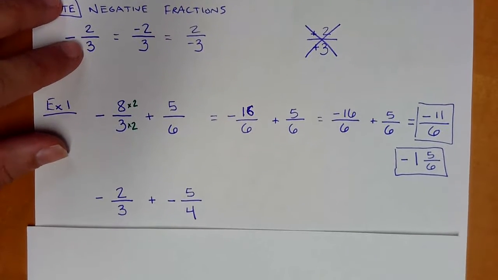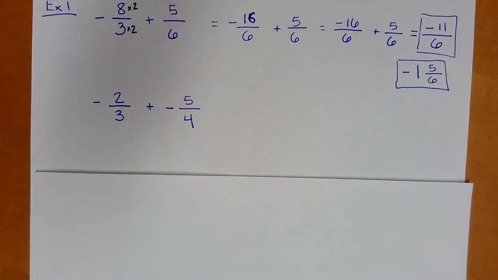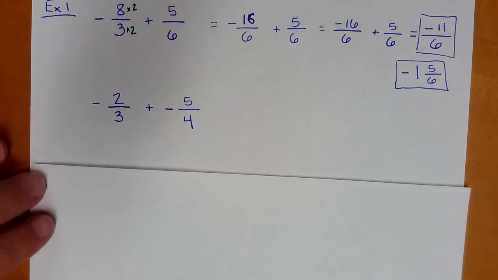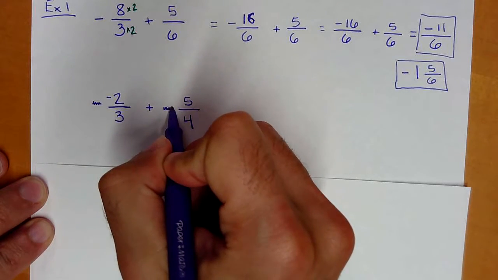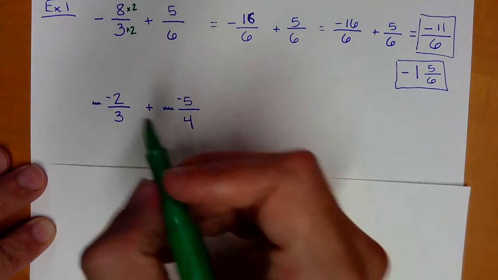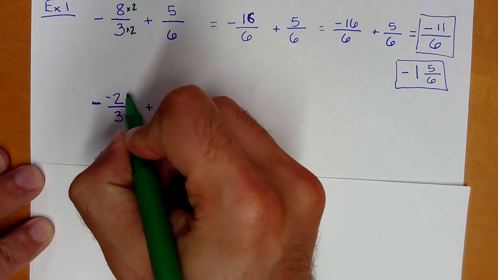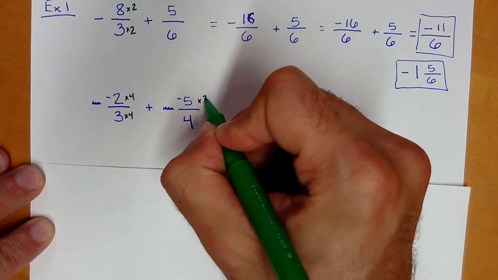Let's go ahead and do another example. Negative 2/3 plus negative 5/4. Right off the bat, I'm going to take my negatives and put them on my numerator. I need a common denominator. In this case, it's going to be 12, and both fractions need to be changed. So we're going to multiply this by 4, and that numerator by 4, and here we need to multiply by 3.